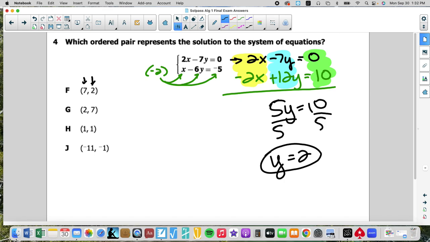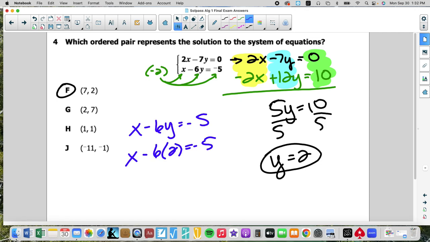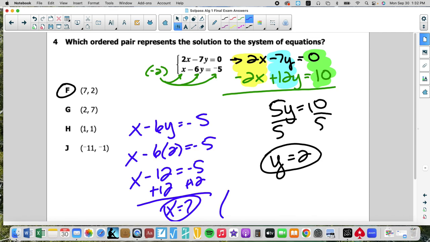So y equals 2. So which one of these points has a y value of 2? It's that. So, I mean, technically I should be okay. If you want to be 100% certain, you can take one of the equations. Let's take the bottom equation and we can plug in 2 for y, and we can solve, and we get x equals 7. So that worked. That point is 7, 2, and it coincides.